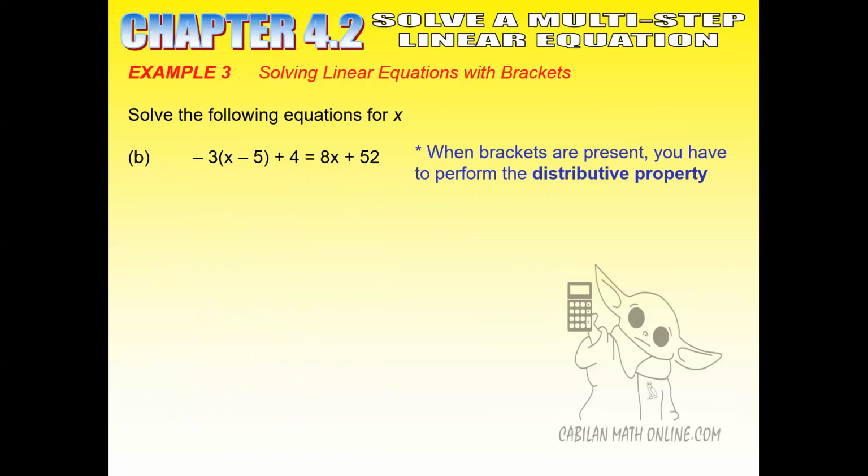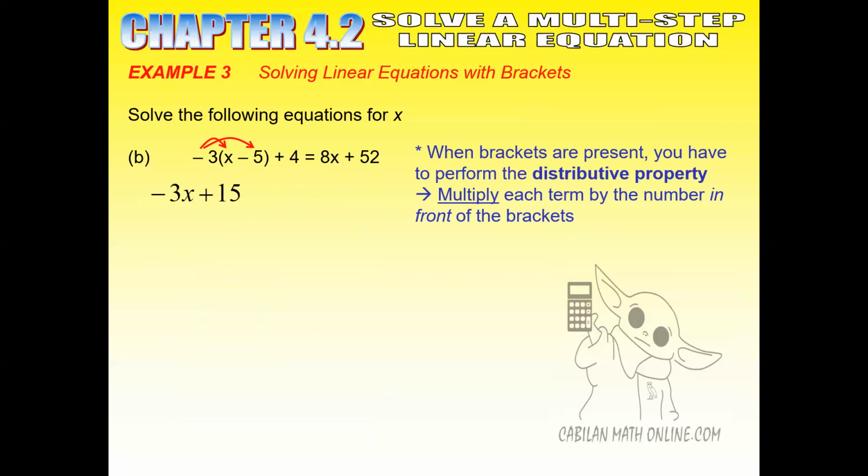Now just be careful with this one because what we're doing here is we're multiplying -3 to the x and -3 to the -5. So -3 times x gives me -3x. And don't forget, when you multiply -3 to -5, multiplying two negatives becomes a positive. So that will give me -3x plus 15. Okay, and then bring in the rest.